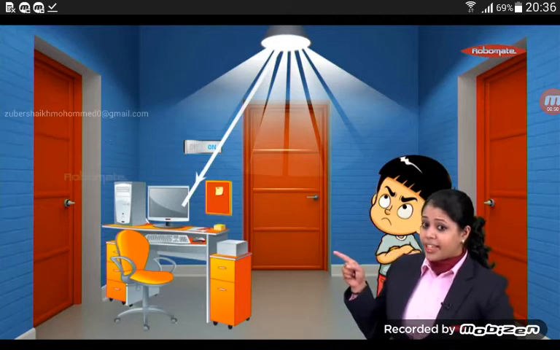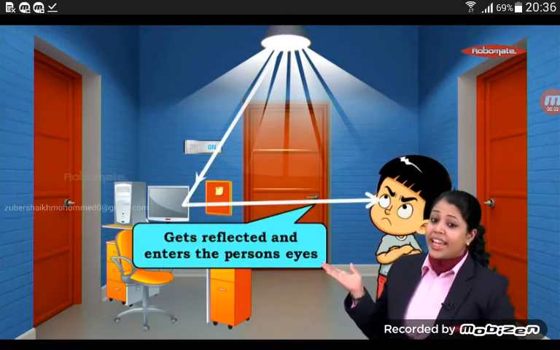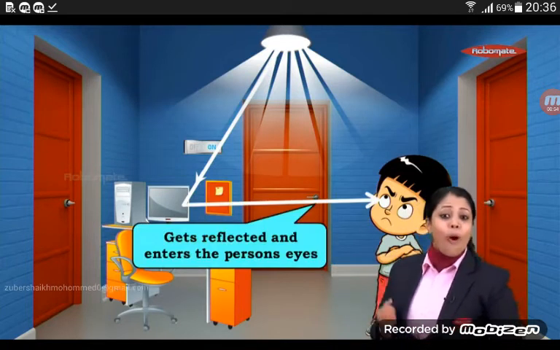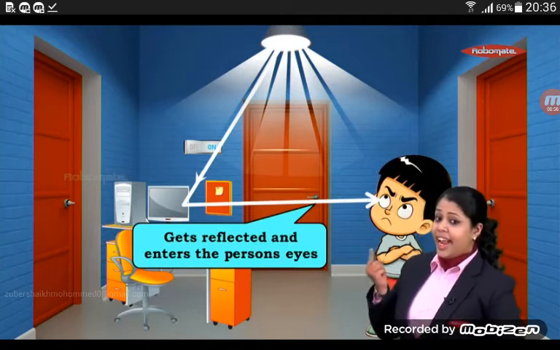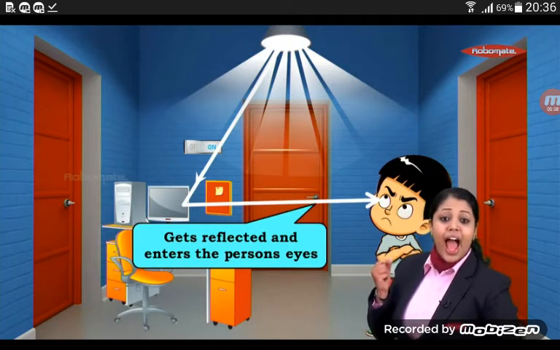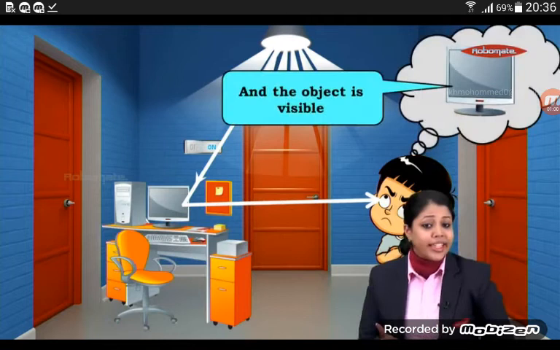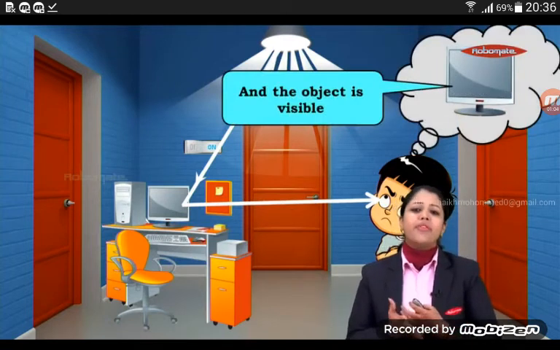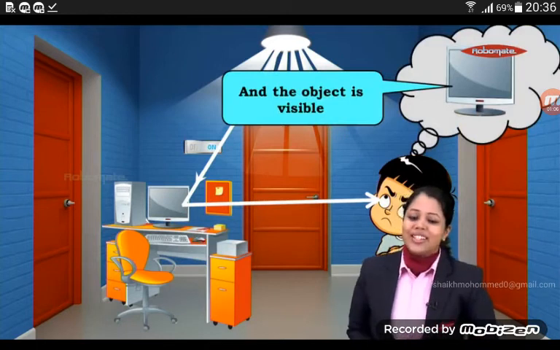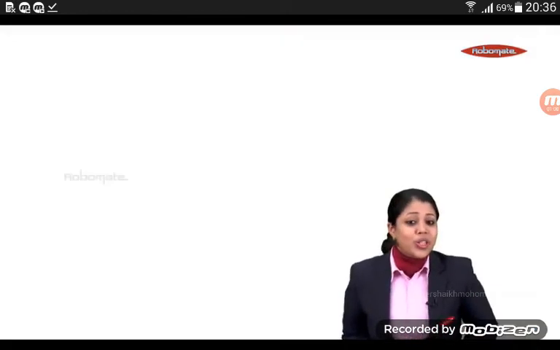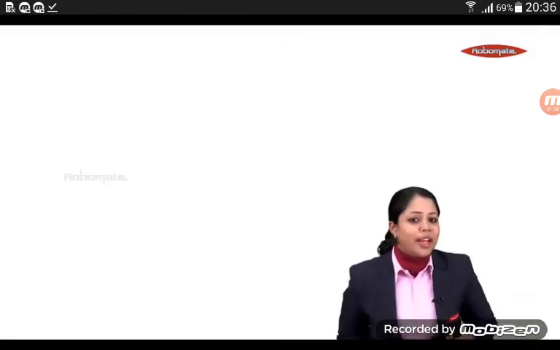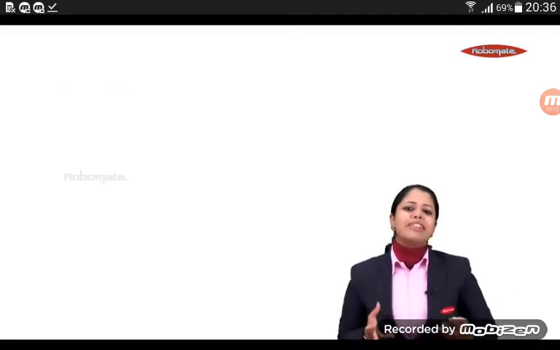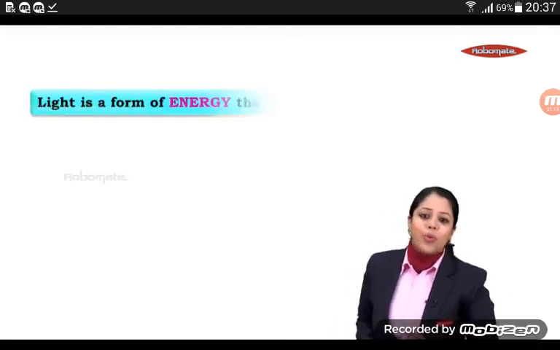After hitting the object, it gets reflected. Once it gets reflected, it enters the person's eye. And finally, the object is visible. So in this manner, we see the different objects present in our surrounding. So students, light plays a very, very important role. It enables us to see this beautiful world.